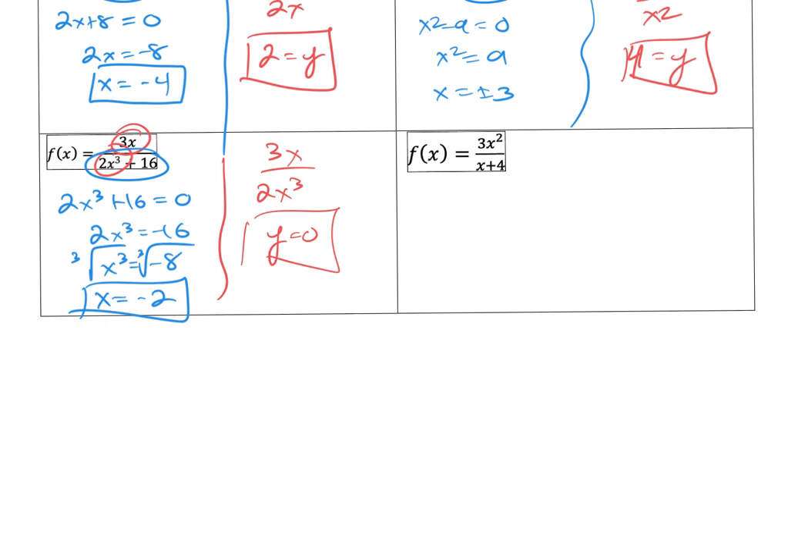All right, we have one last example here. If we look at our denominator, I set that equal to 0. We're going to go ahead and subtract 4 on both sides, and we get our vertical asymptote is going to be x is equal to -4.